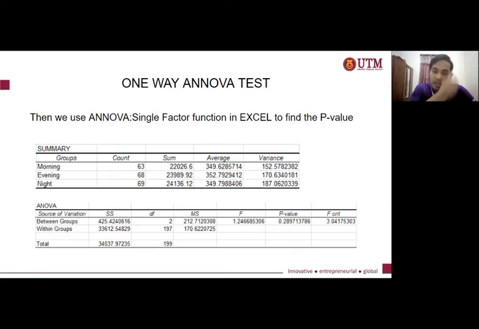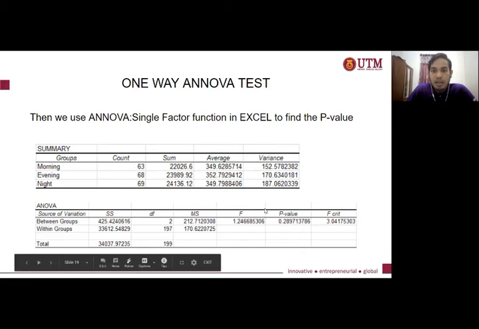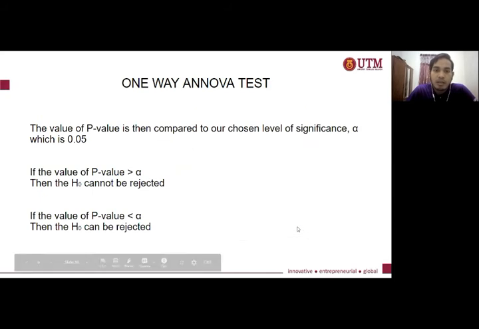After we have keyed in all the data, we can see what it looks like, just like in this slide. And also from the slide, we can see that our p-value is 0.2897. Then the value of p is compared to our chosen level of significance, which is alpha 0.05.